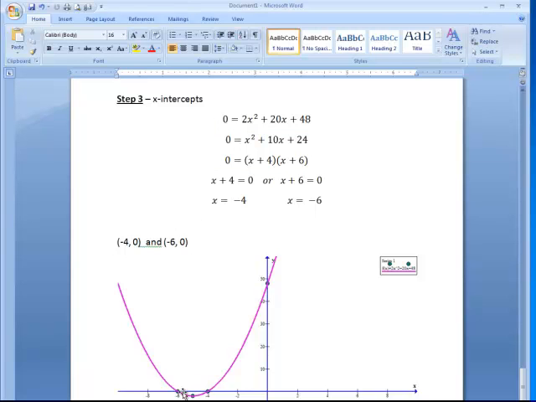If I plot my other 2 points along with my vertex and my y-intercept, I get this nice little shape. And then what's good about this is I can simply connect my dots now, and I get this wonderful looking parabola.